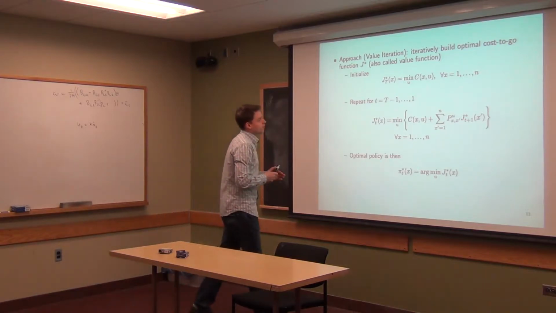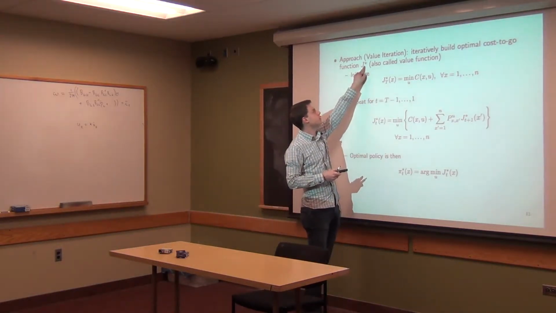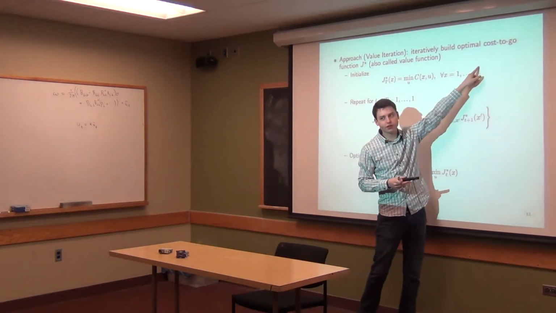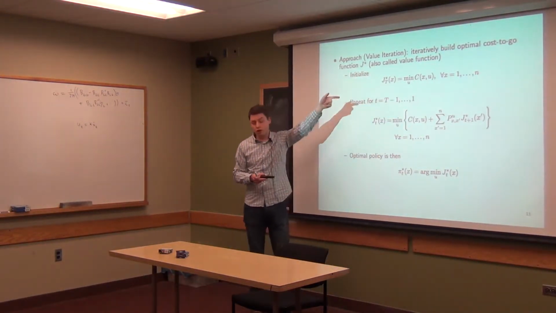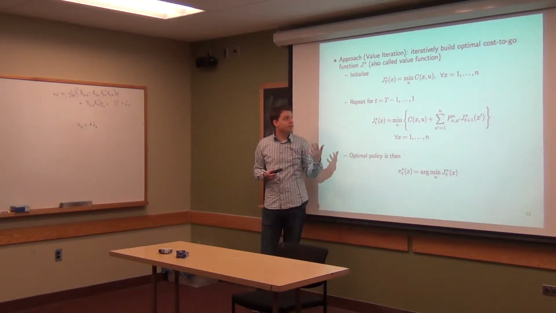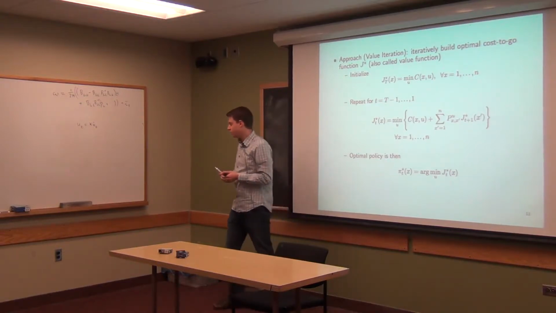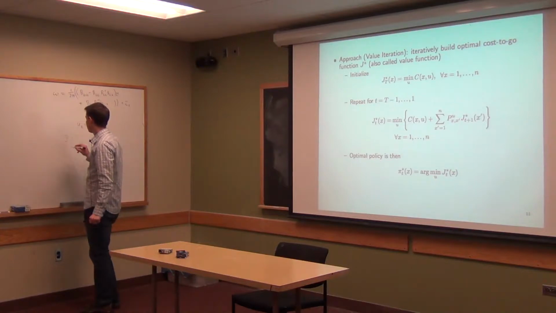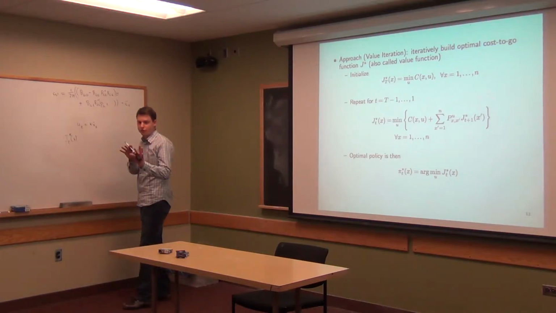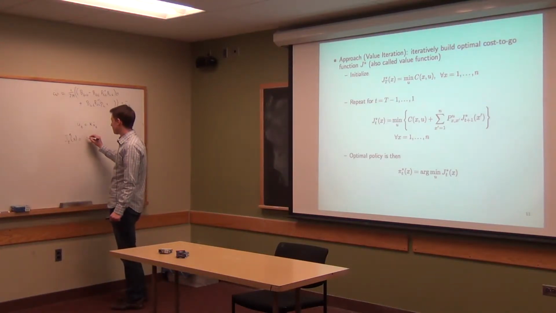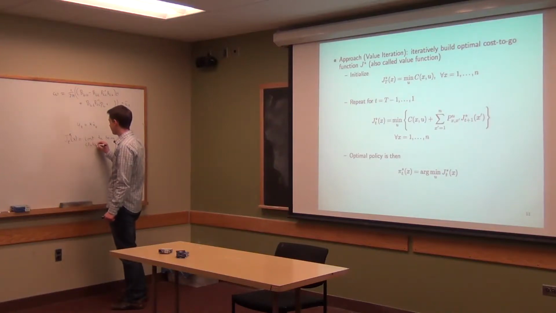So the idea is we're going to iteratively build this optimal cost-to-go function, J star. It's also called a value function. And what this value function says, very informally, is that J_t of x equals the cost of being in state x at time t.